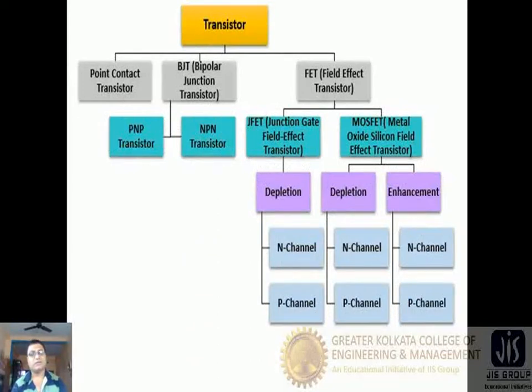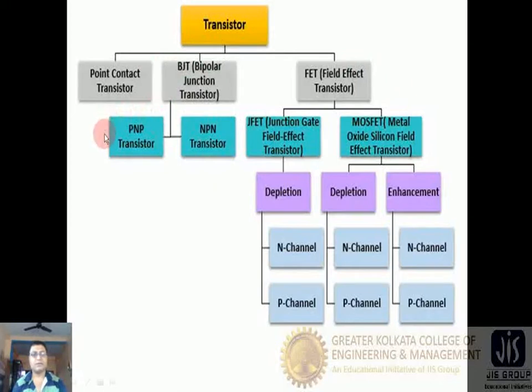Here we can see the classification of the transistors, how the transistors are classified. There are different types of transistors. They are mainly classified into three categories: the point contact transistor, which was used in the earlier days or at the beginning era of the transistor. Then comes the BJT, the bipolar junction transistor, and after that the FET or the field effect transistor. The BJT or the bipolar junction transistor can be classified into two categories.